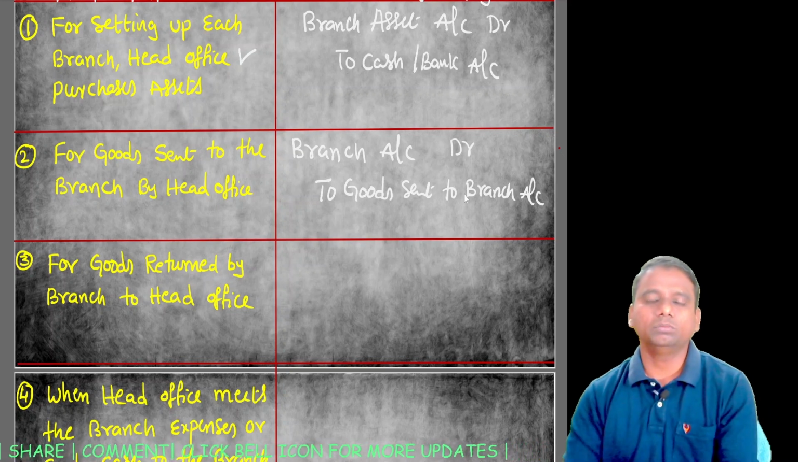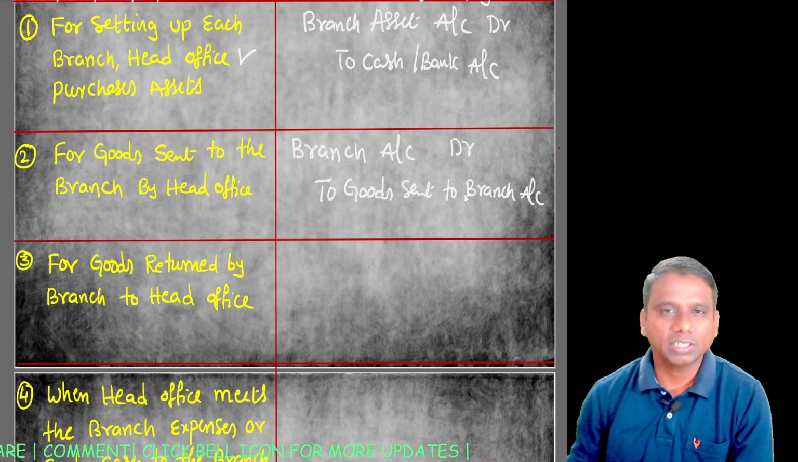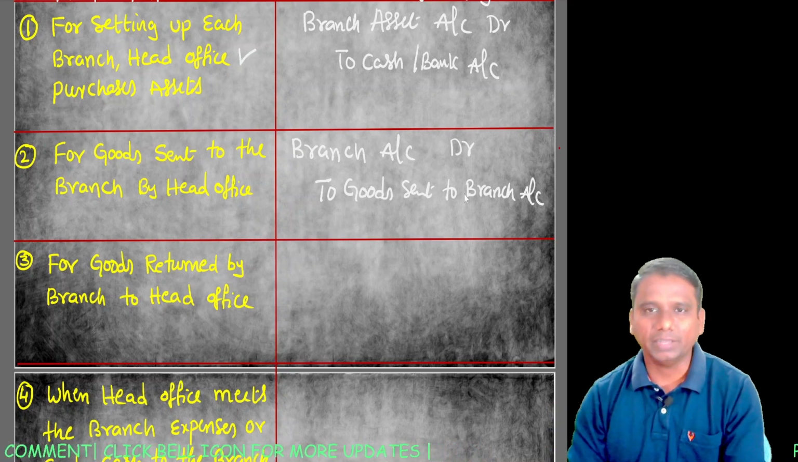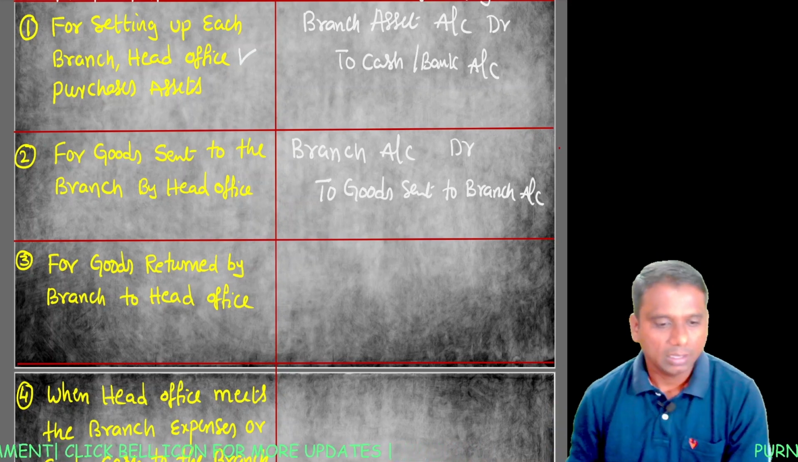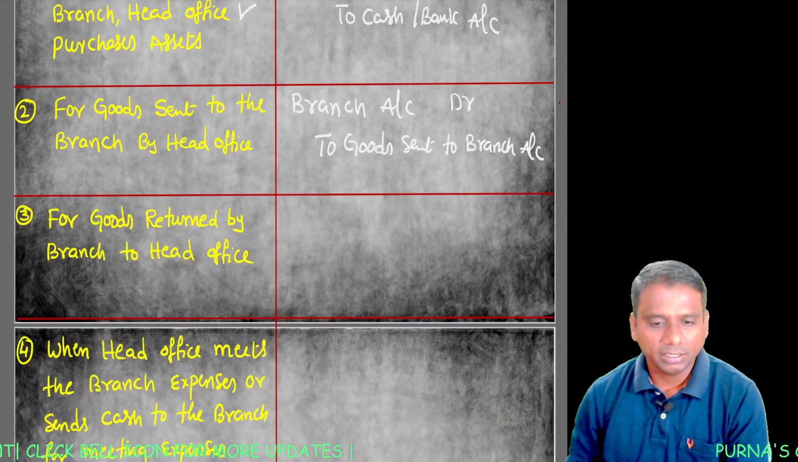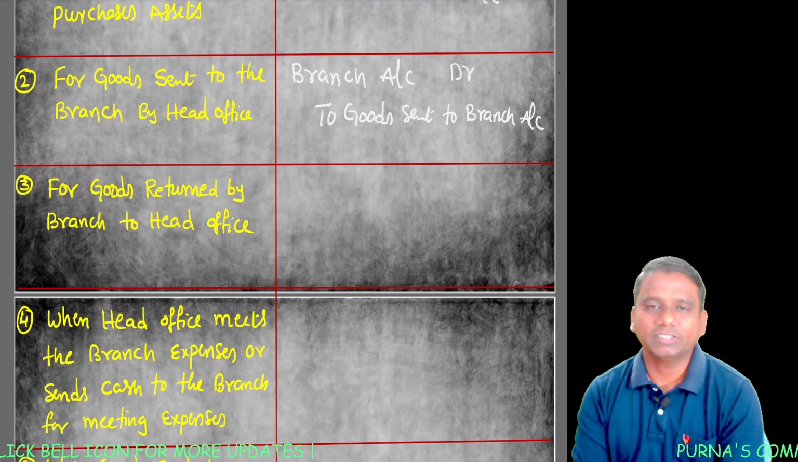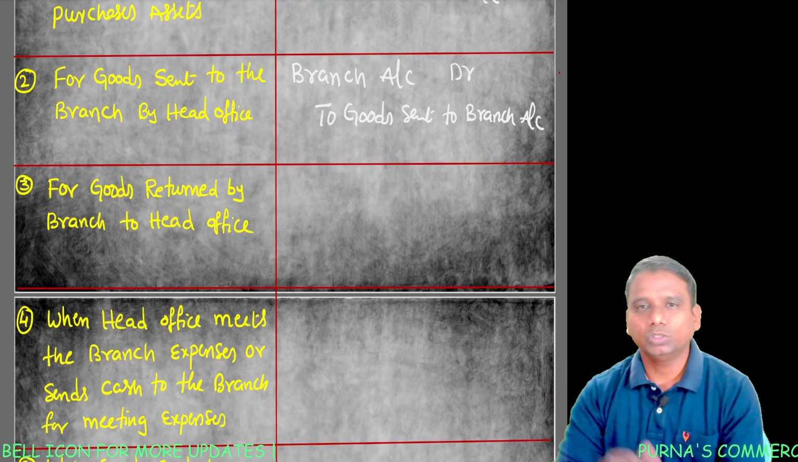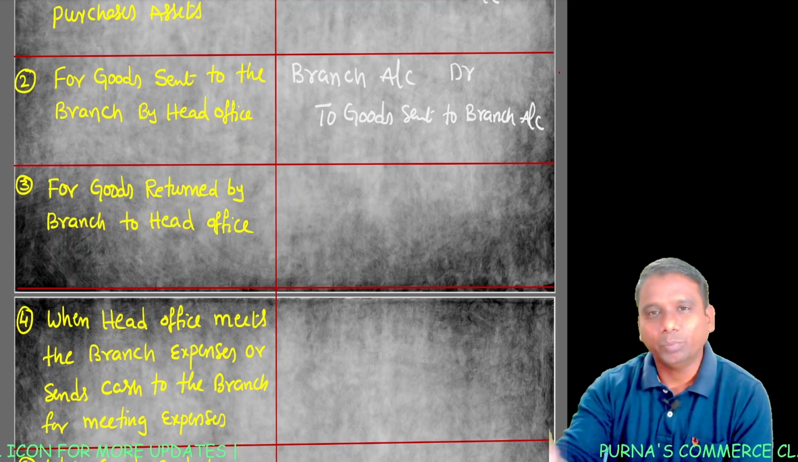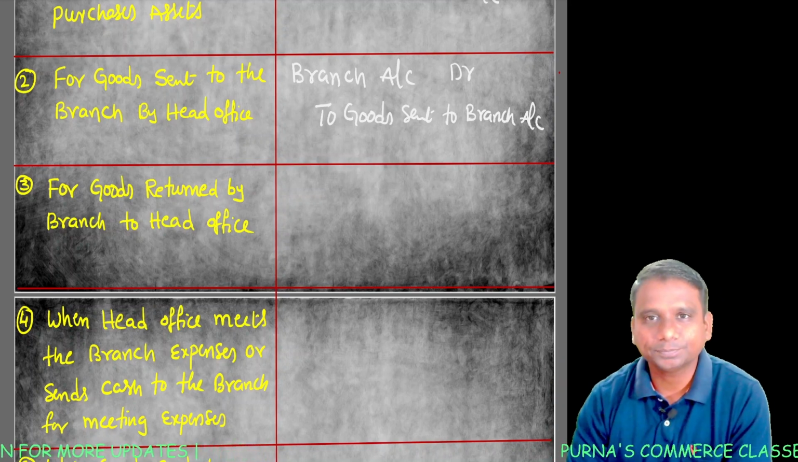Being goods sent to branch. I hope you are understanding. So compare consignment and branch, then it becomes easy for us. Next, this is the second transaction. Now what is the next transaction? Tell me. We send goods to the branch. Sometimes branch may return goods to us.